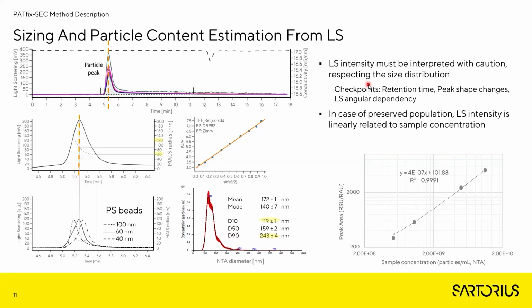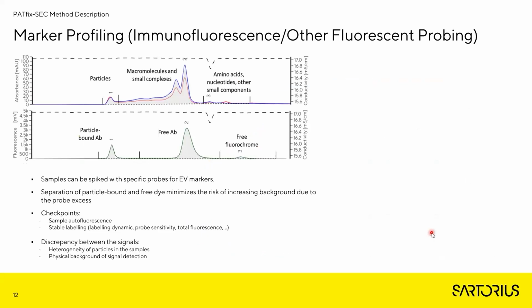Light scattering intensity, of course, must be interpreted with caution, respecting the size distribution, as it's well known that the intensity is strongly dependent on particle size. However, if we have the same population of particles, light scattering intensity can be used to estimate the sample concentration. The intensity is linearly related to the sample concentration.